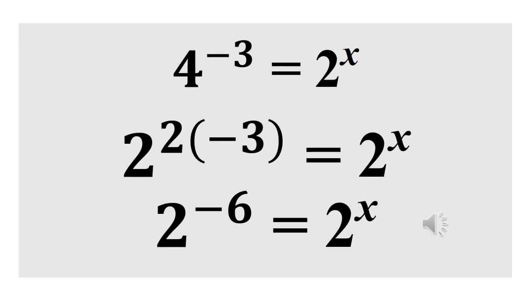Then from here, we can simplify the base 4 further by changing it to 2 raised to power 2. 2 raised to power 2 is the same thing as 4. So we have 2 raised to power 2 into brackets, with power minus 3, equals 2 raised to power x. If you multiply the two powers, 2 times minus 3 gives us minus 6. So we have 2 raised to power minus 6 equals 2 raised to power x.